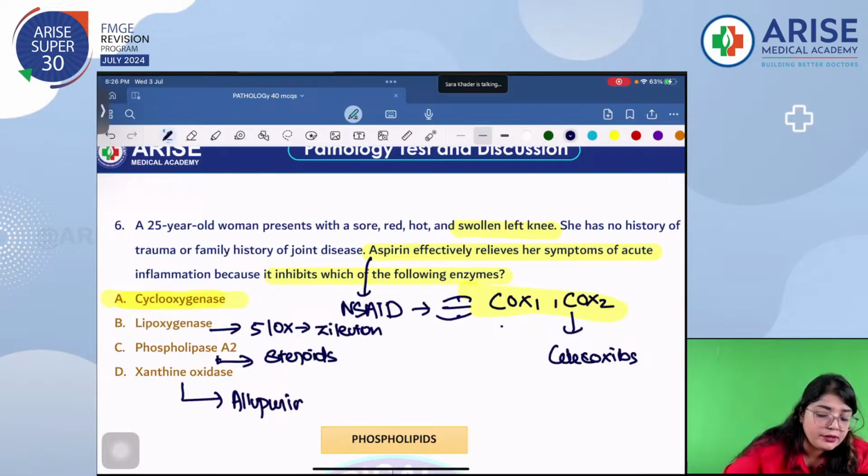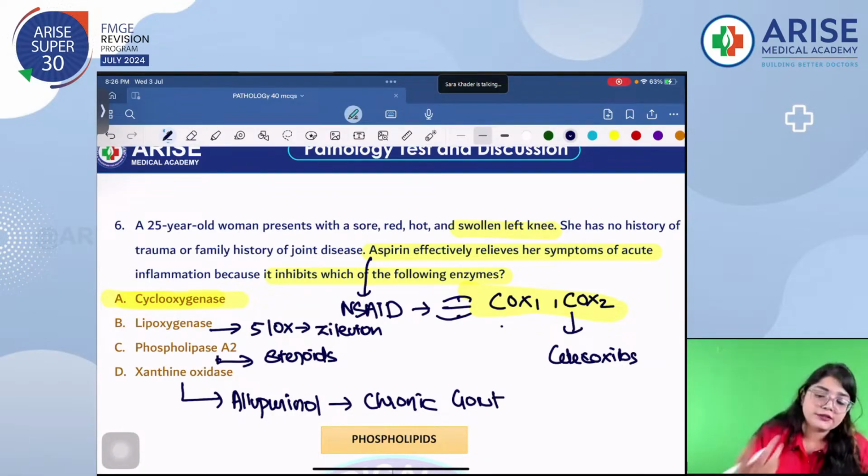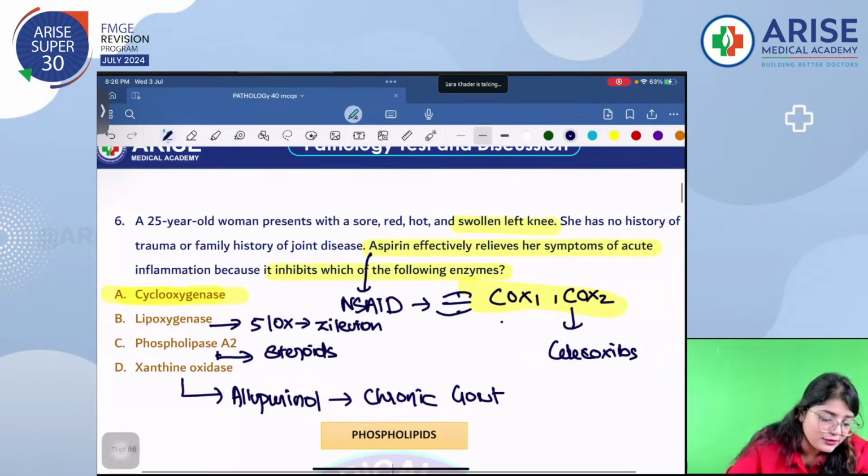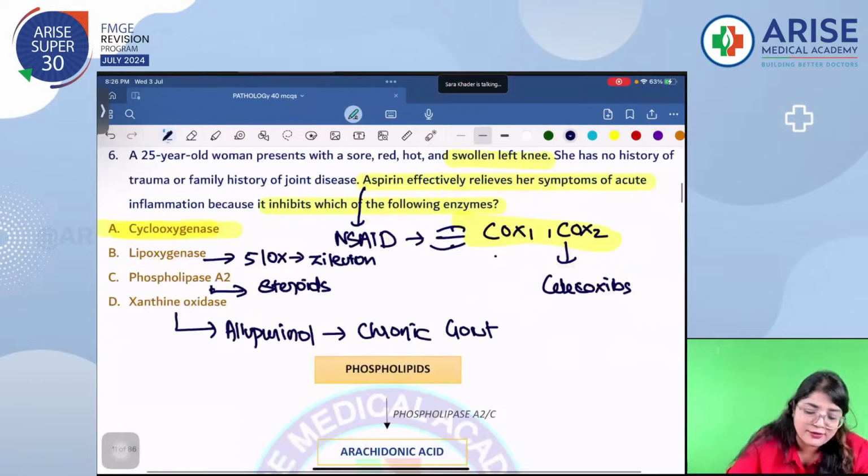Very, very important. This is given in chronic gout. Drug of choice for chronic gout, while your NSAIDs are the drug of choice for acute gout. I hope you're able to remember this. Yes, very good. Sahana, very good. Punit, Ravi, very good.